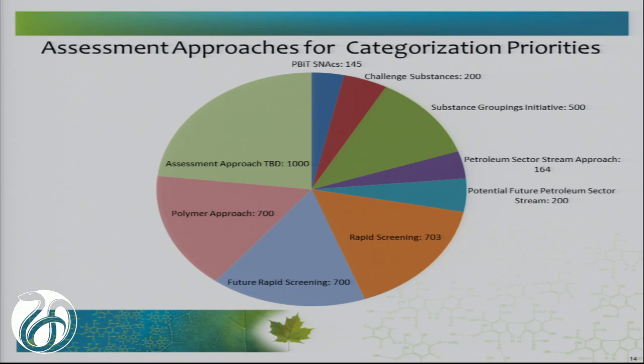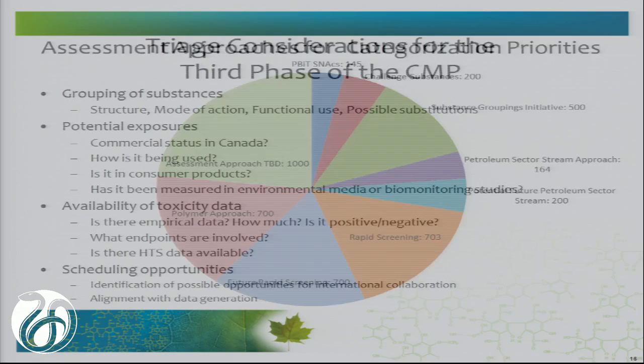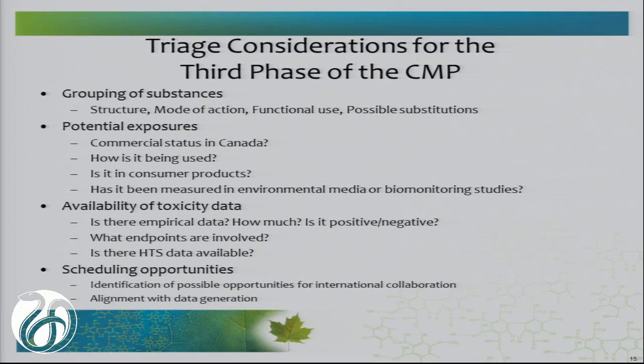We have about 700 polymer substances that we're dealing with at this time. We're trying to develop an approach to deal with those. But that leaves about 1,000 substances for which the assessment approach is yet to be determined. So we're moving toward the middle to the end of the second phase of the CMP. So we're trying to think now about how we're going to approach the third phase. It's not so much about selection anymore because we have to do what's left, but we have to figure out what the best way to do that is.